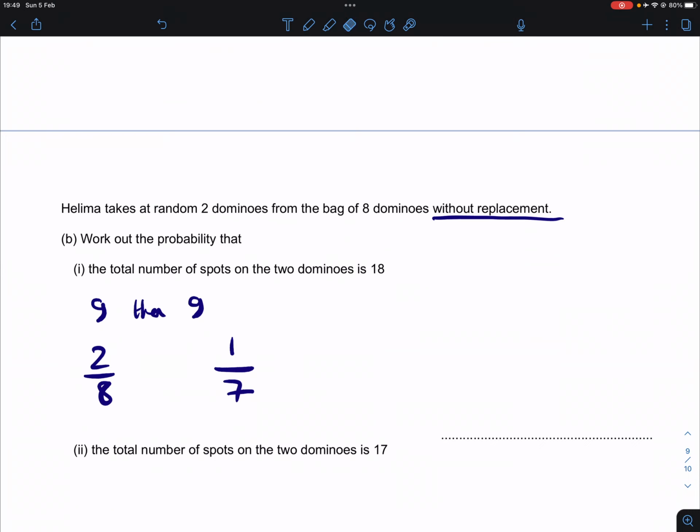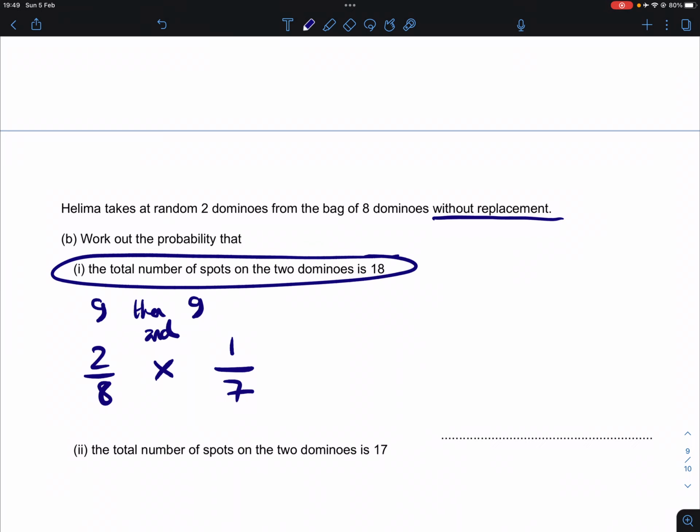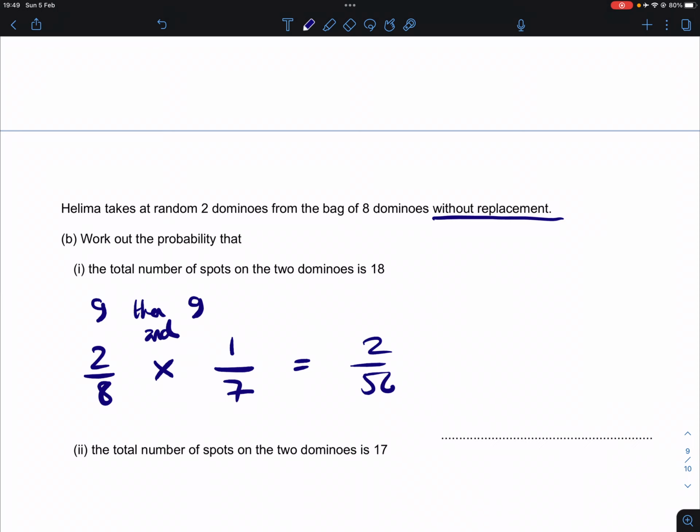This then, I've written the word then here. I could also write the word and. Both of these probabilities need to occur in order for the situation here to happen. So we multiply them together, giving us 2 over 56. Whether or not you simplify that, it doesn't matter. Either of these answers is acceptable.